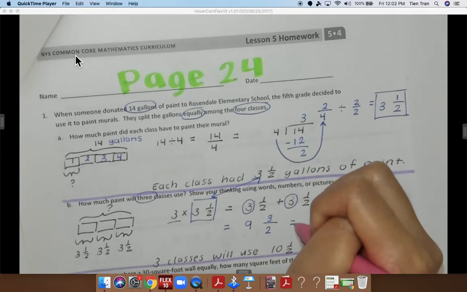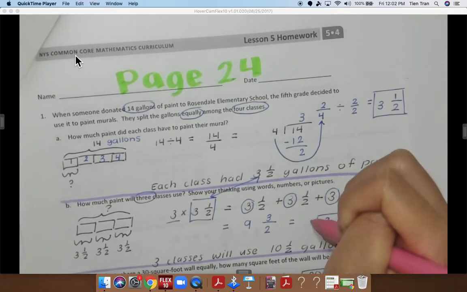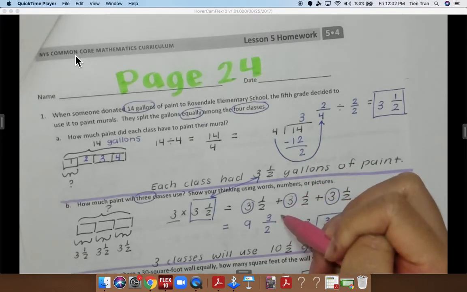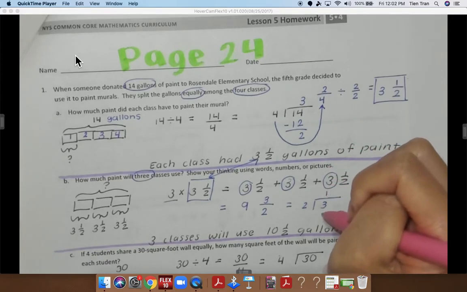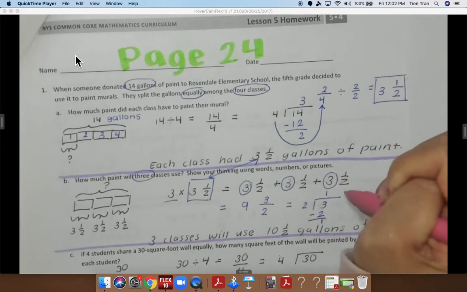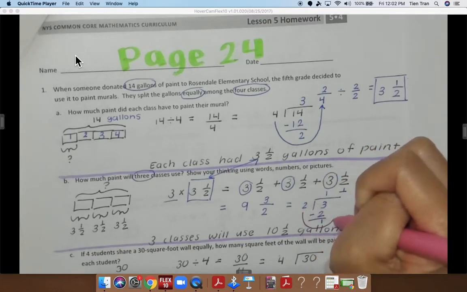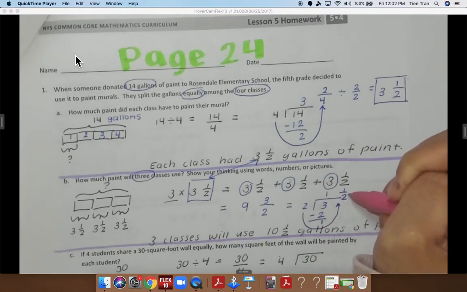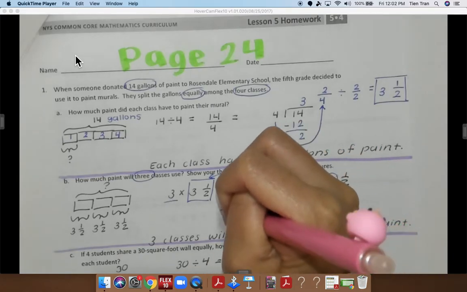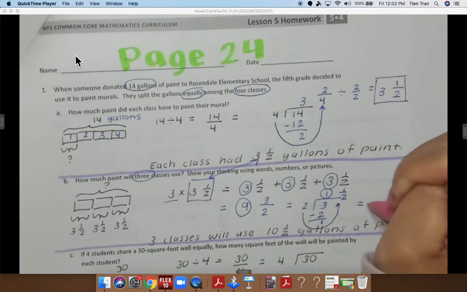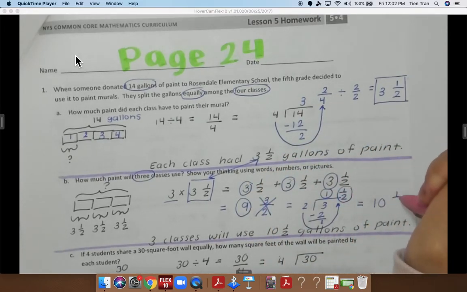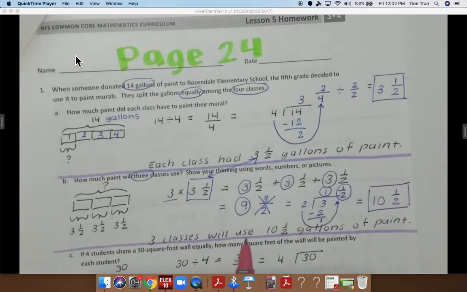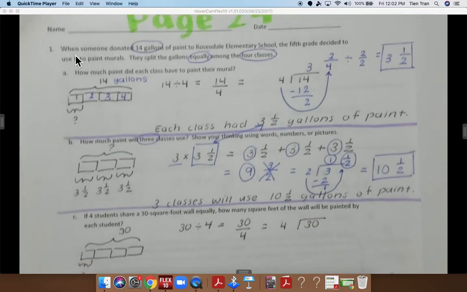Remember that you can change 3/2 by dividing it, because the number on the top, the numerator, is bigger than the denominator, so I can actually divide more. So I have 1, subtract 3 minus 2 is 1, so my remainder is 1, and my denominator is 2. So I get 1 and 1/2. So I'm going to add 9 plus 1, which is equal to 10, and then I'm going to cross off this 3/2 and use the 1/2. So we have 10 and 1/2 as our answer. So 3 classes will use 10 and 1/2 gallons of paint.